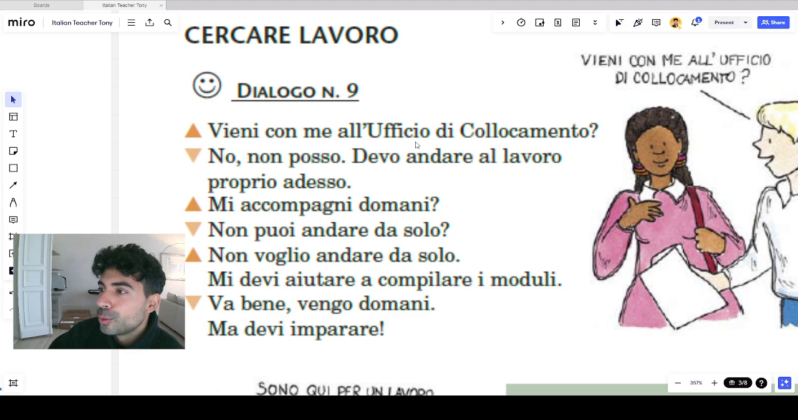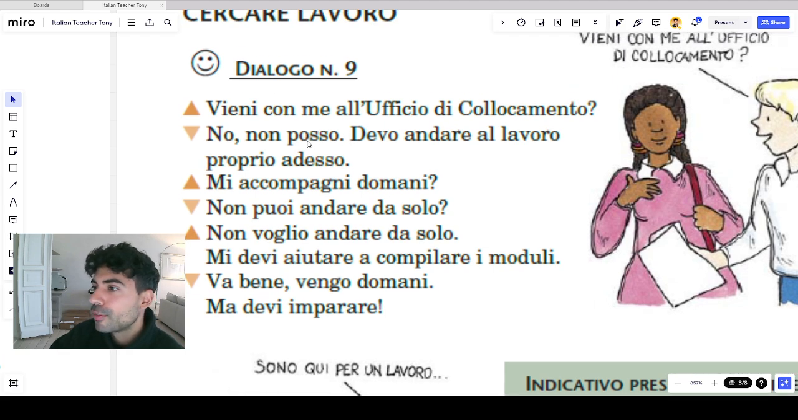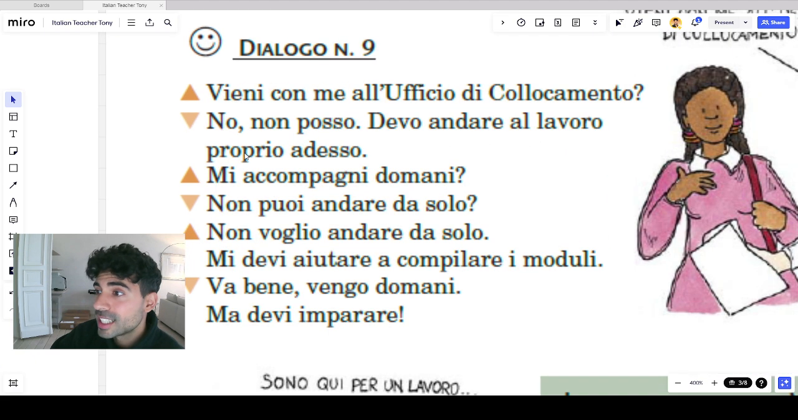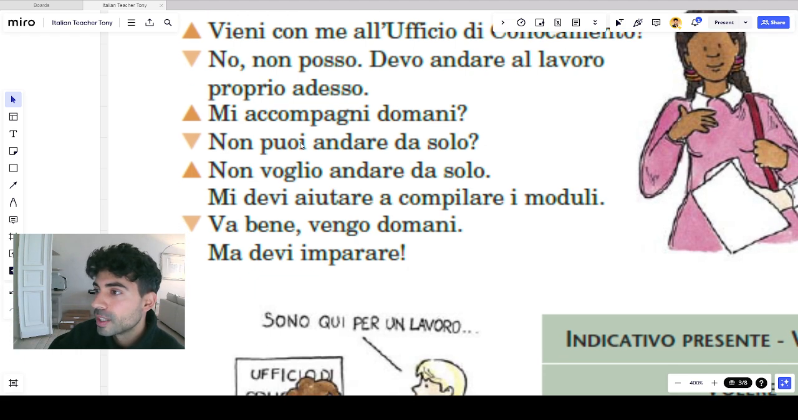Vieni con me all'ufficio di collocamento. Do you come with me at the office that finds job? Ufficio di collocamento is the office that finds job. No, non posso. No, I cannot. Non posso. Devo andare al lavoro proprio adesso. Devo andare. I have to go at work just now, exactly now. Mi accompagni domani. Do you bring me there? Do you make me company tomorrow?